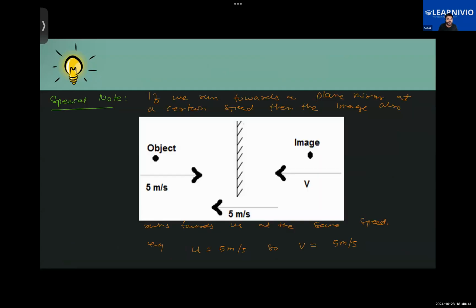Another special thing we have learned is that if you're running towards the plane mirror with a certain speed, let's say 10 meters per second, 15 meters per second, or 5 meters per second, your image will also appear to be running towards you with the same or a different speed? Same. With the same speed, very good.